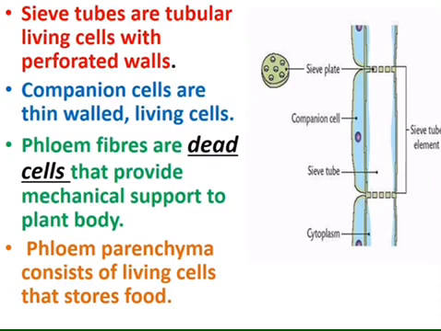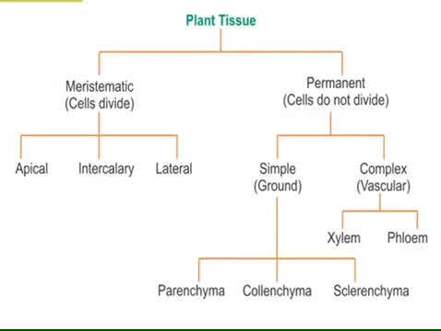Now I will show you a flow chart, and from that flow chart you can take a screenshot also, and you will come to know about all the plant tissues. Here it is. Plant tissues, basically these are of 2 types, meristematic and permanent. Meristematic can divide, permanent cannot divide. Meristematic again of 3 types, permanent of 2 types, then their subtypes.